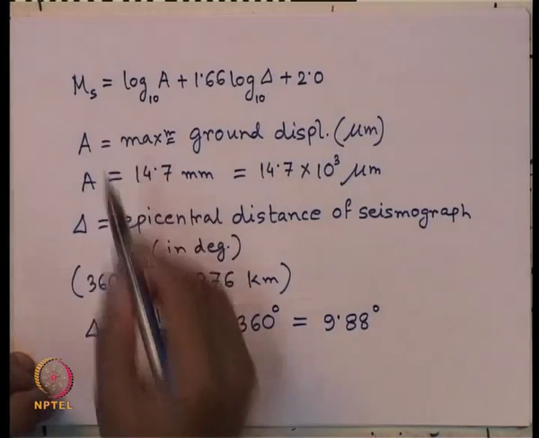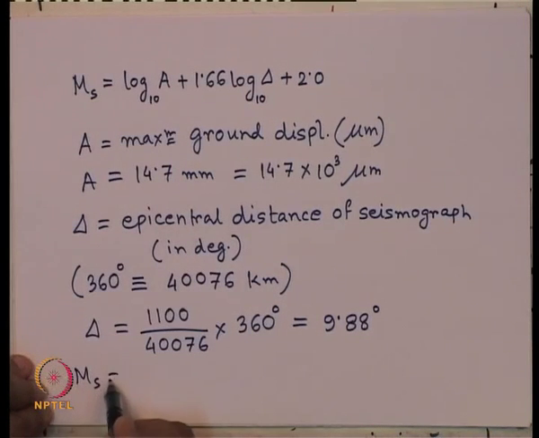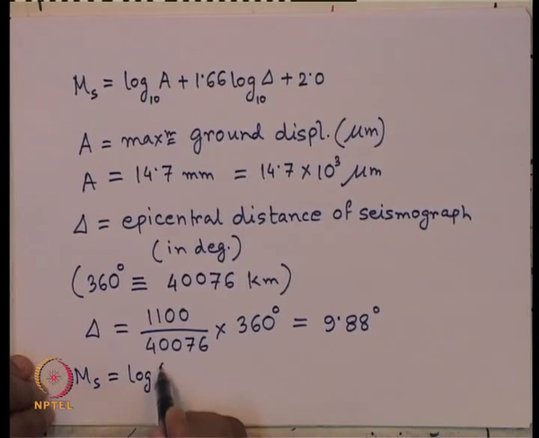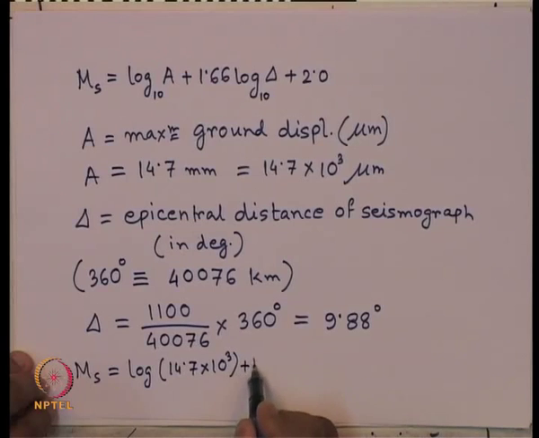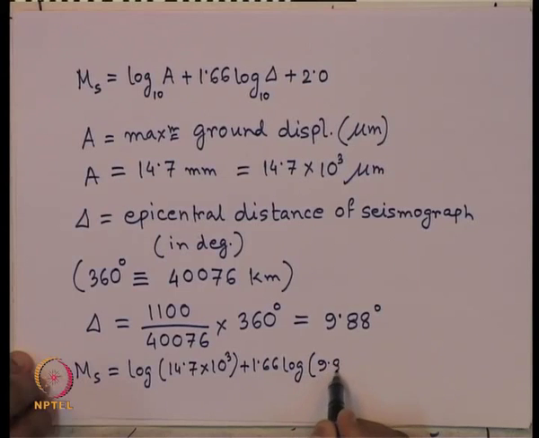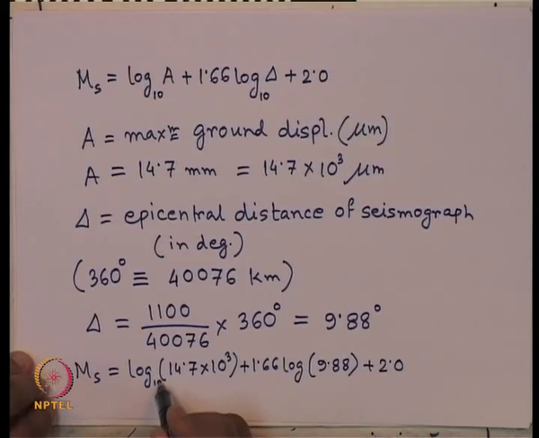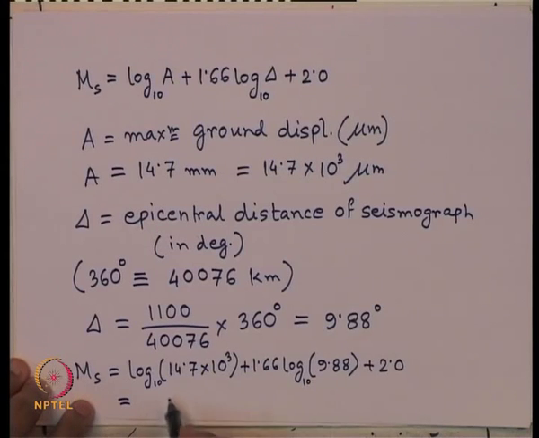Now, let us use this equation for Ms. You put all these values: log of 14.7 into 10 to the power 3, plus 1.66 log of 9.88, plus 2. So, this is to the base 10. This value, if you compute, gives us 7.82. So, that is the answer of the first part of the question.